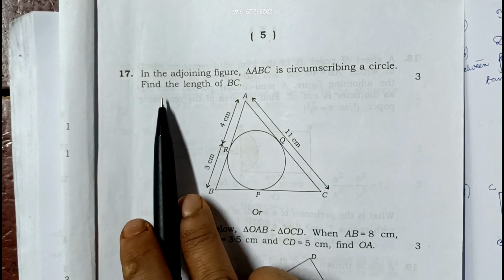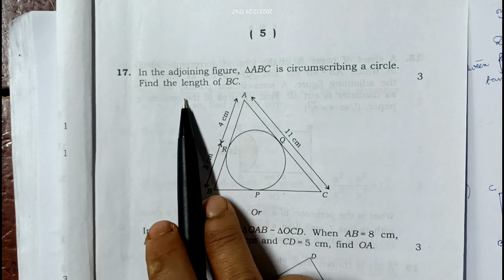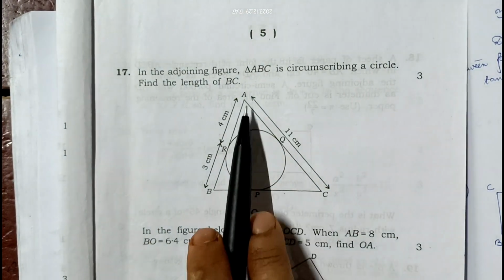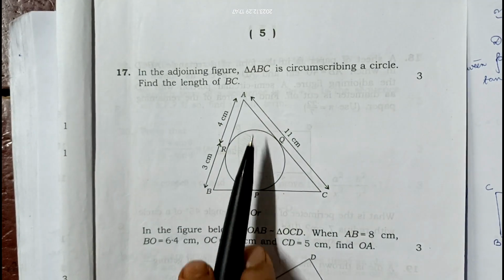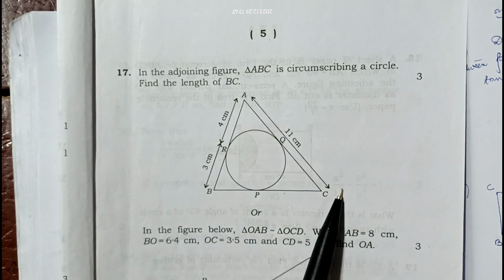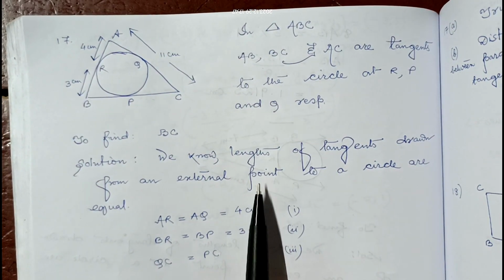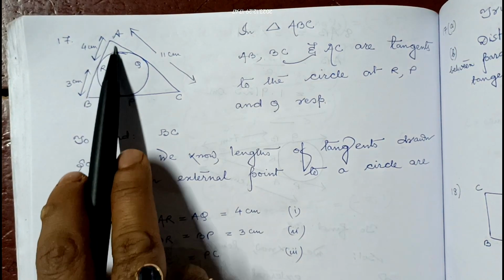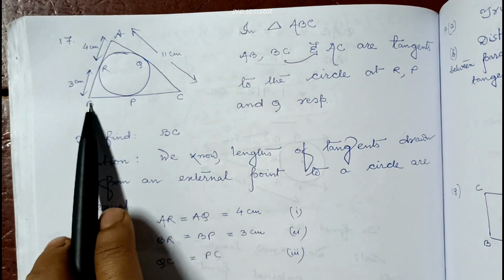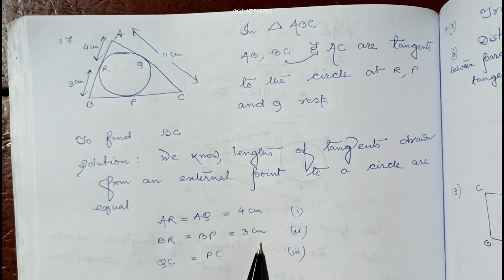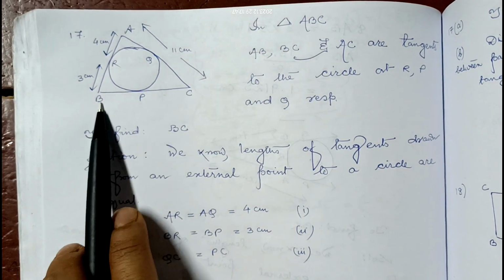In question number 17, it is given in the adjoining figure that triangle ABC is circumscribing a circle. Find the length of BC. In this case, ABC is circumscribing this circle. This is 4 centimeter, 3 centimeter. This whole length is 11, and we have to find the length of BC. Now we know that lengths of tangents drawn from an external point to a circle are equal. So AR will be equal to AQ. Both will be equal to 4 centimeter. BR equals BP, both will be 3 centimeter, and QC equals PC. These lengths are not given. Now we have to find BC.